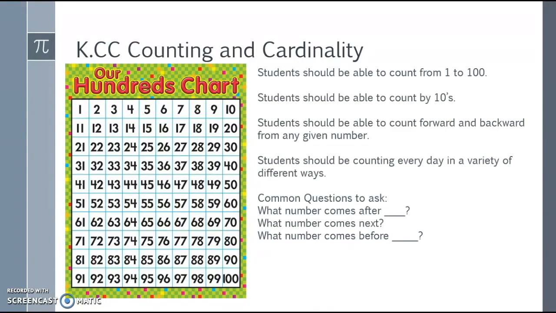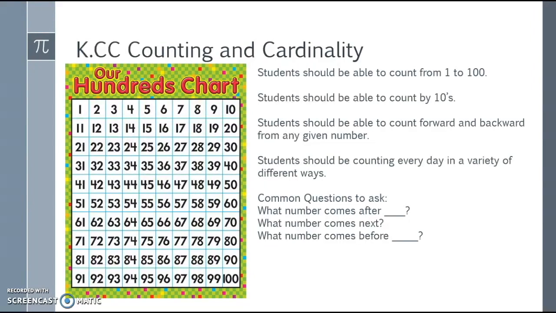Students need to be able to count from 1 to 100 by the time they leave kindergarten. They need to be able to count by tens. They also need to be able to count forward and backward from any given number. Students should be counting every day in a variety of different ways. Some common questions to ask might be, what number comes after 4? What number comes after 55?